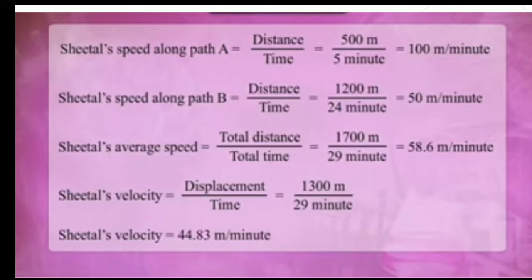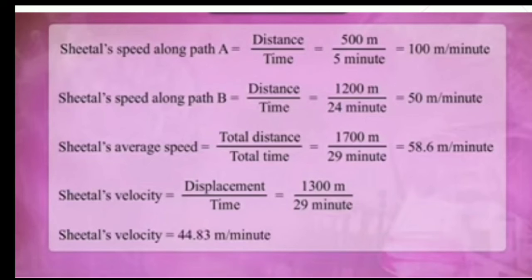Now let's calculate the velocity. Sheetal's velocity formula is displacement upon time. So what is the displacement there? The displacement is the minimum distance between the starting and finishing point. So it is 1300 meters upon 29 minutes. After calculating, we get 44.83 meters per minute. So children, did you understand the calculation of speed and velocity and the difference between distance and displacement?